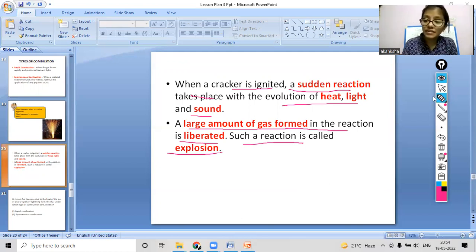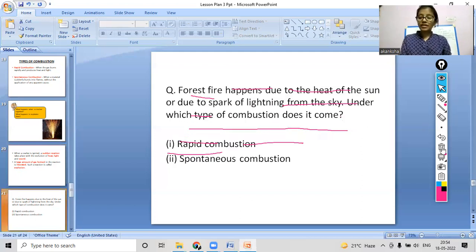Are you all clear with the answer to the question? If you have any doubt, please comment in the chat box and we will clear it at the end of the class. So now we will move on ahead and see one more question. Forest fire happens due to the heat of the sun or due to the spark of lightning from the sky. Under which type of combustion does it come? Rapid combustion, or spontaneous combustion?